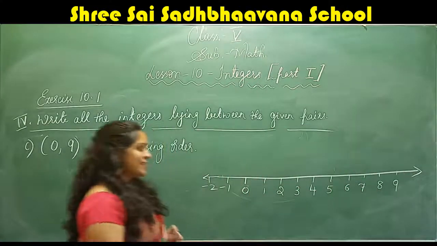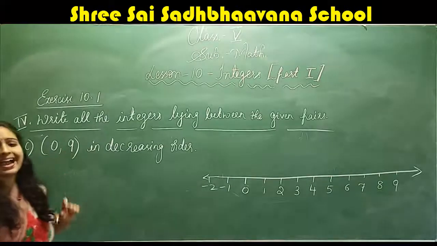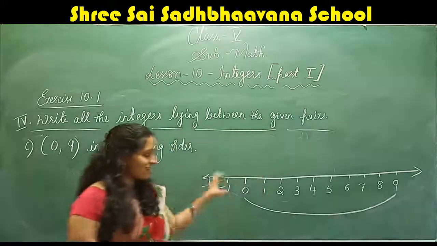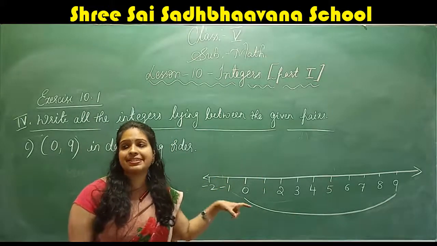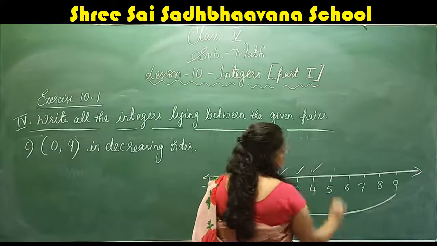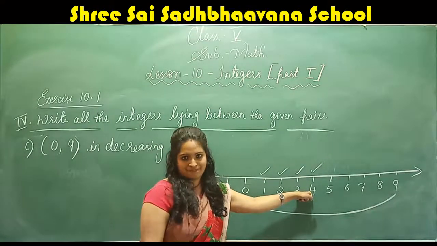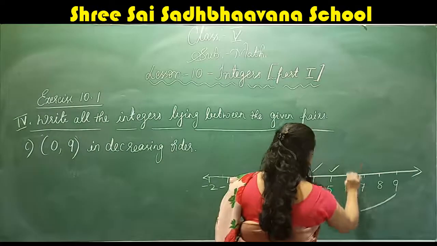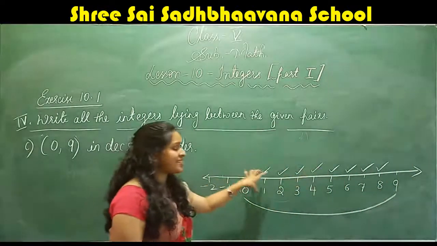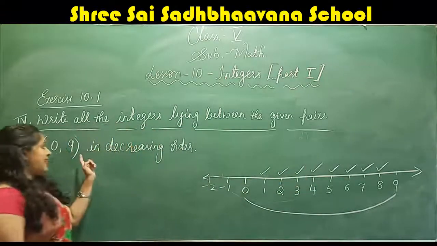This much is enough. Now we have to mark the integers which come between 0 and 9. That is nothing but from here to here. So which integers will you see, children, between 0 and 9? That is positive 1, positive 2, positive 3, positive 4, as well as 5, 6, 7, 8. So these are the positive integers you can see between 0 and 9. Now here what have they given?